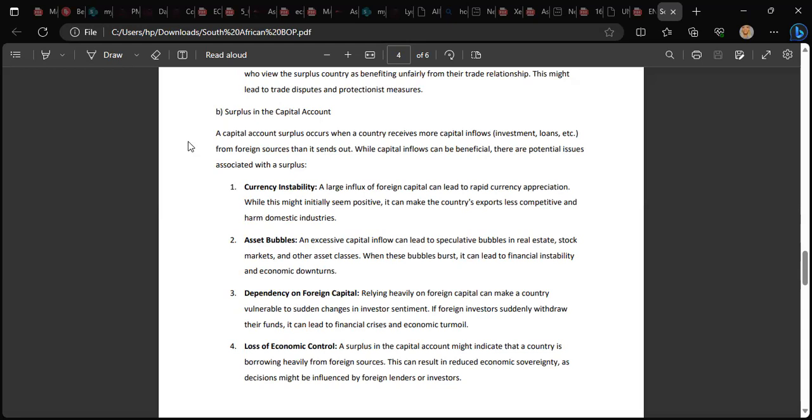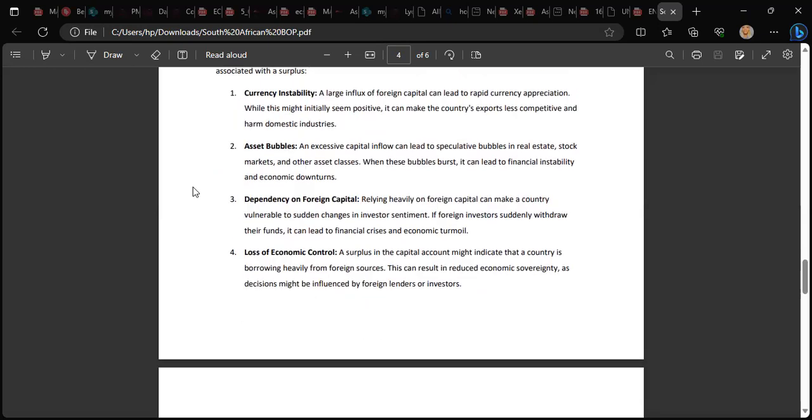Right. So under what circumstances do we have a surplus there? It occurs when there is more capital inflow from foreign sources than we are sending out. What's the effect? Currency instability, of course. A large influx of foreign capital can lead to rapid currency appreciation.